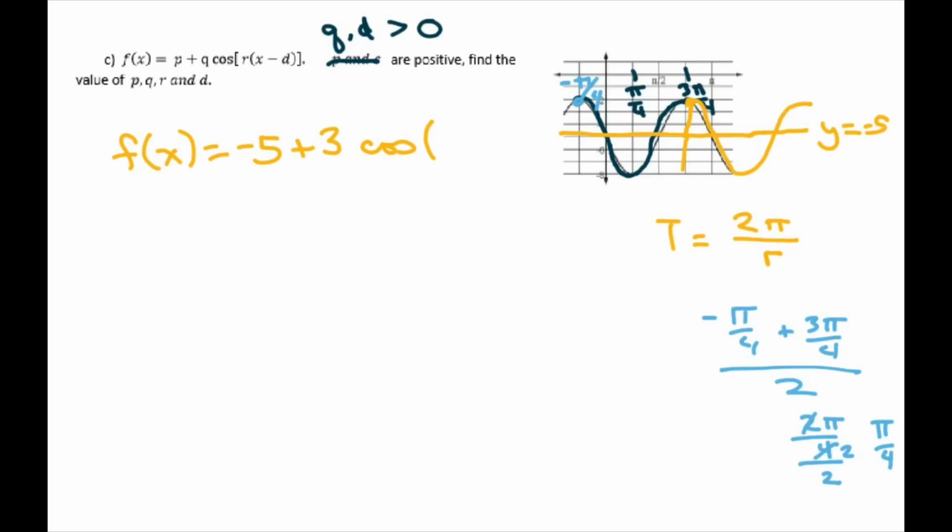So we're going to write our R is pi over 4 minus your shift. And we're shifting at 3 pi over 4. Okay, so that's a shift to the right by 3 pi over 4. And we made a complete wave within pi over 4.